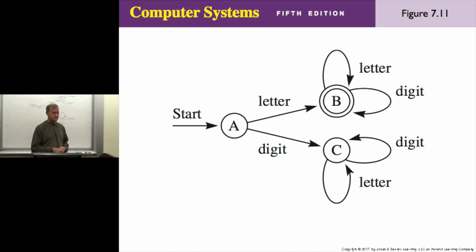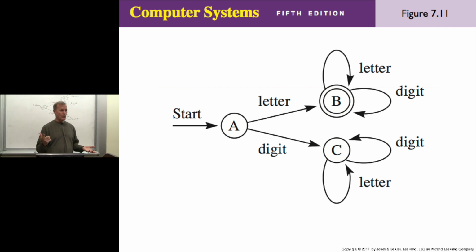Okay? And now in a finite state machine, the way you designate what is called a final state is with the double circle. So how many final states do we have here? 1, and it is state B. All right? So this is an example of a finite state machine.